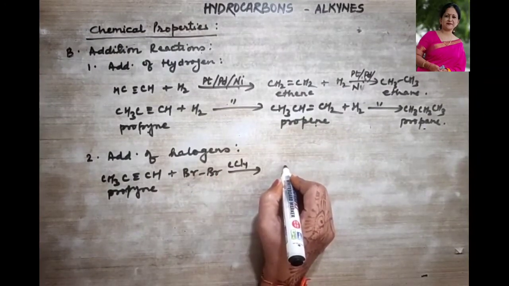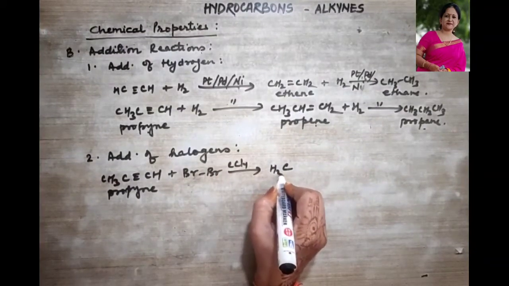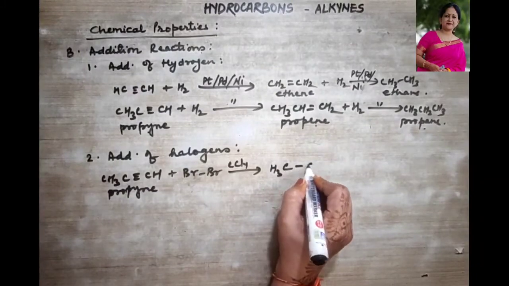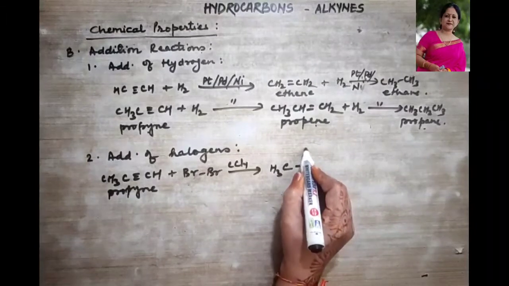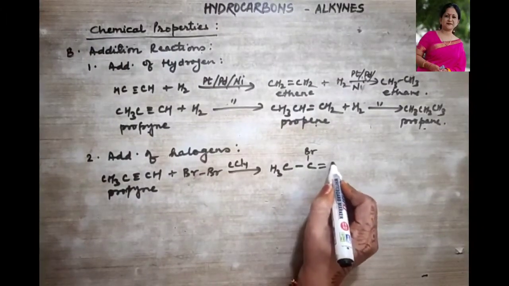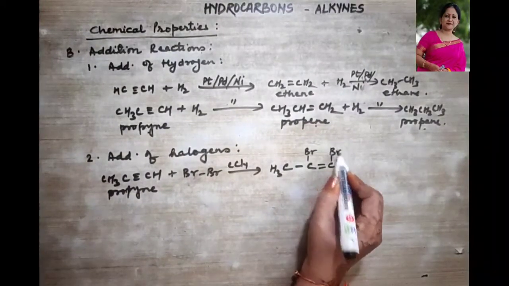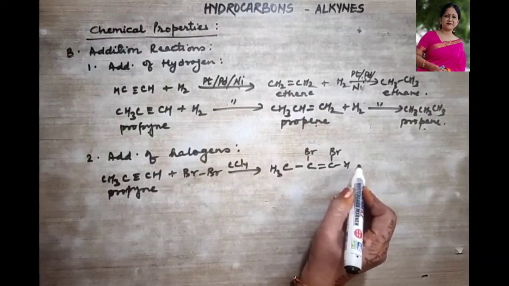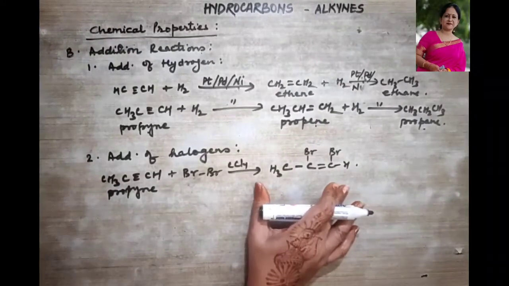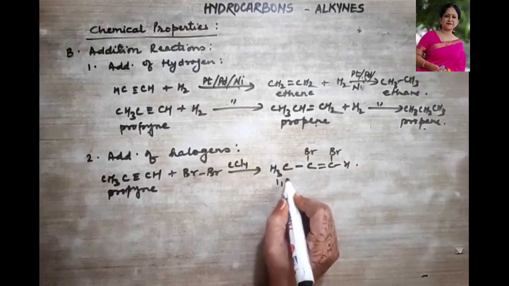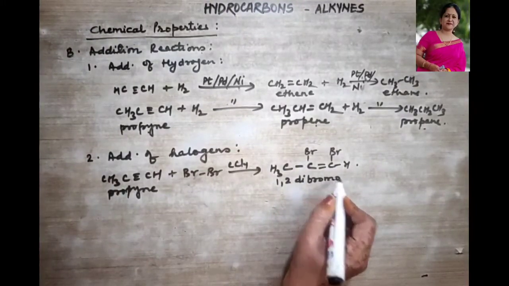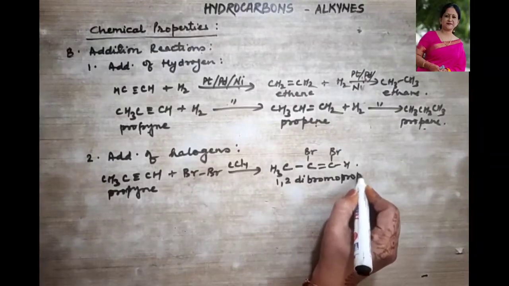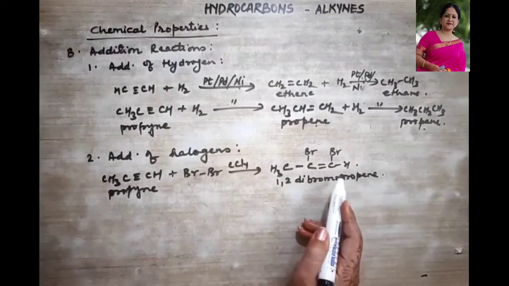So this forms CH3, C, 1 Br will be attached here, double bond C, Br will be attached here, and H, right? So what is the name of this? This is 1,2-dibromopropene. What did I say?